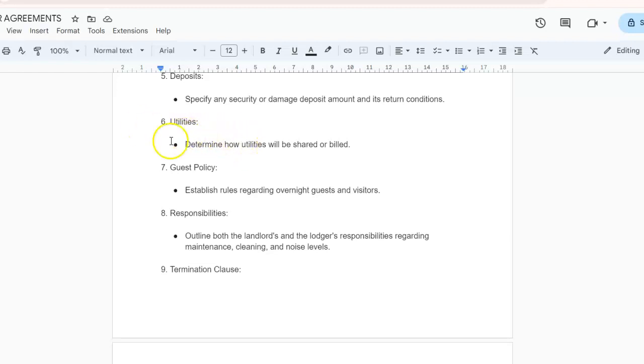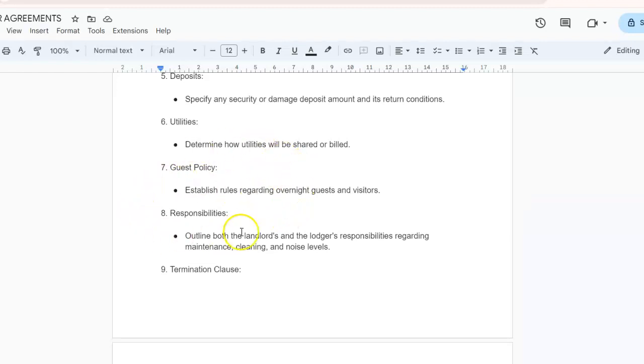Number seven, it should also contain a guest policy, which is very important because in this segment, you need to define the rules regarding overnight guests. You also need to include frequency and duration of those guests. You also need to specify any limitations or restrictions on visitors and outline the expectations for guest behavior within the property.